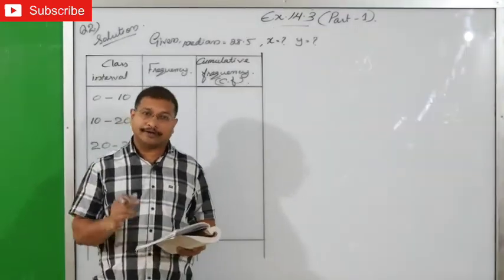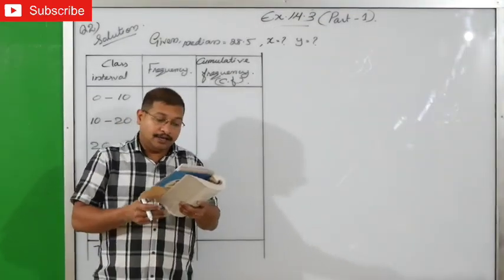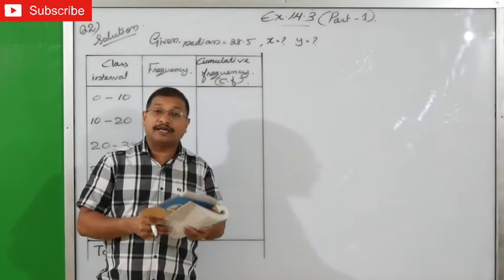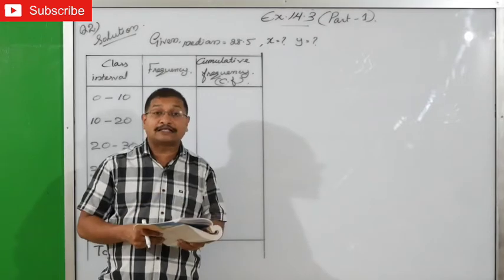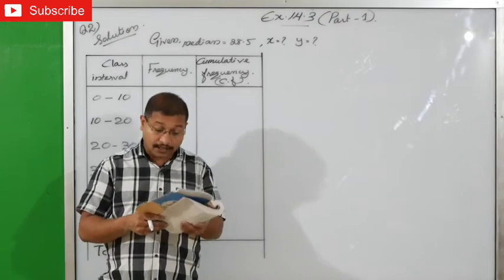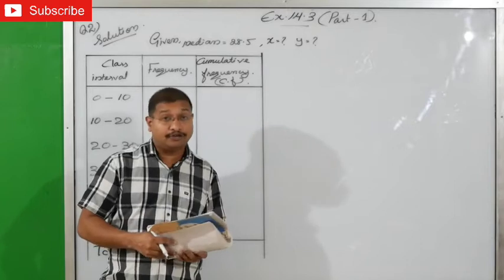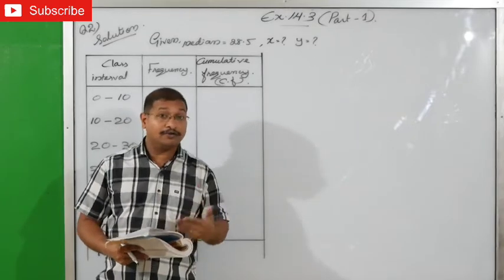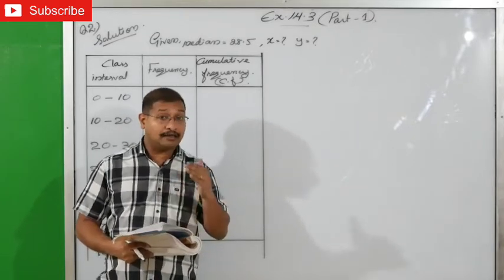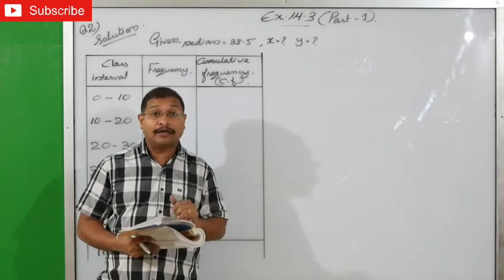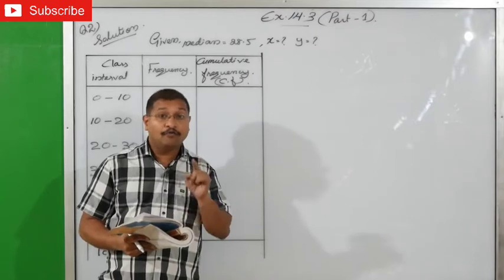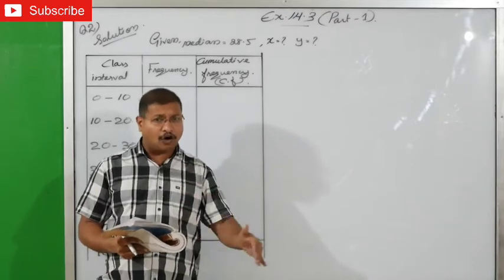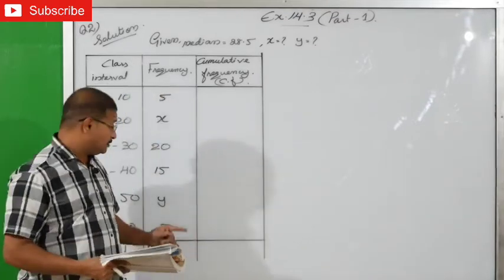Question number 2, I'll read the question once. If the median of the distribution given below is 28.5, find the values of x and y. Of course, it is given: class interval 0 to 10, 10 to 20, 20 to 30, it goes on till 50 to 60, and the frequency is given 5, x, 20, 15, y, 5, and of course the total is given, isn't it? How much is that? 60.